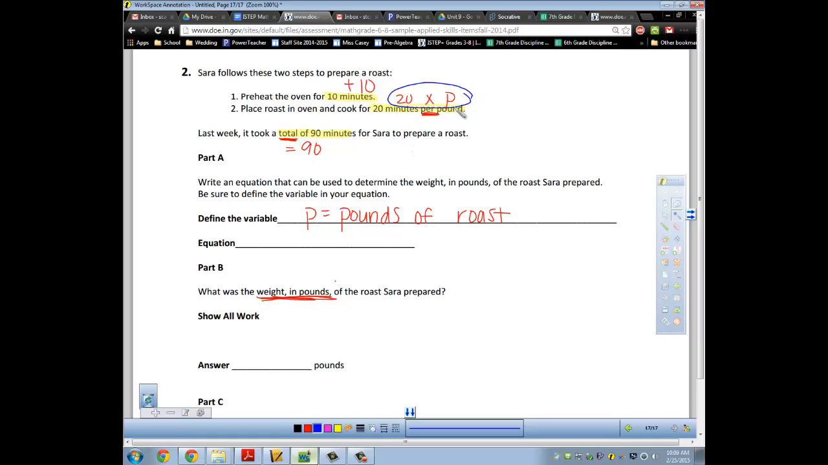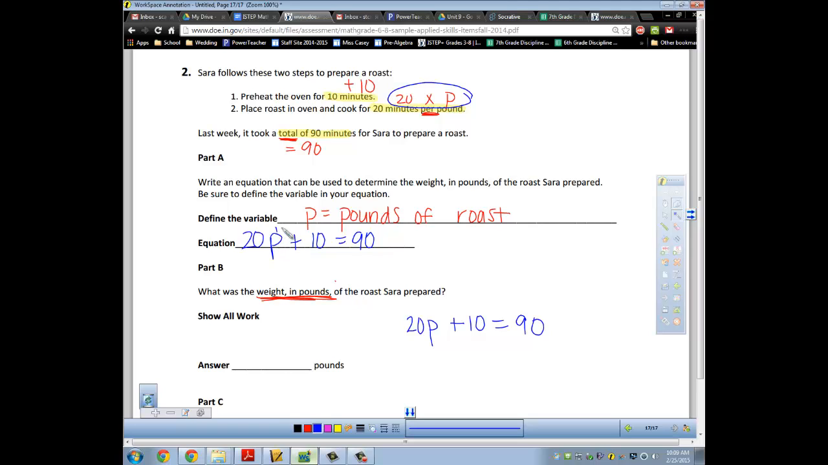When we go to put our equation together, we always put the variable first. So I have 20 times P. So 20 times P. I got this plus 10, which was added for the preheating. Then I have it equals 90. Okay, so from there, in part B, we will actually solve the equation. So always remember to rewrite the equation you just came up with. One good thing about the equation part is your equation might be different than someone else's, but it still could be right. So you might have also come up with 90 minus 10 divided by 20. That's fine too, because those are actually the steps to solving it.